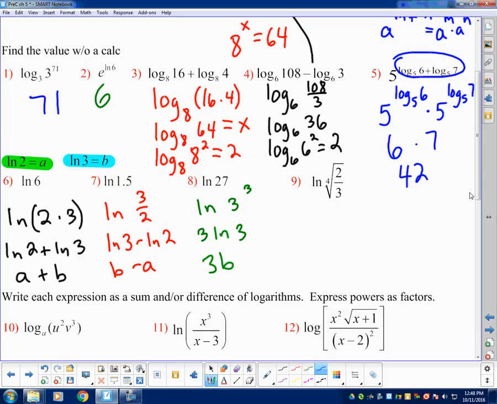This one is a little trickier, the fourth root of 2 over 3. We can see that we do have a quotient there. We might want to rewrite this using the power law first. So this is the same as ln of 2 over 3 to the power of 1/4. Okay, so that's ln of 2 over 3.